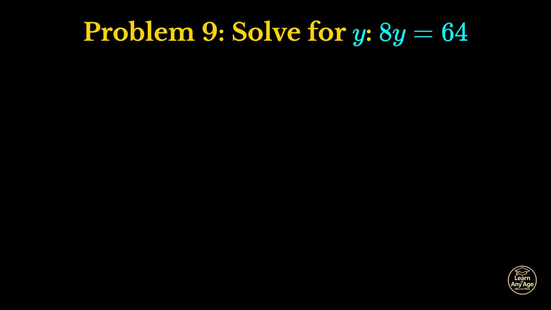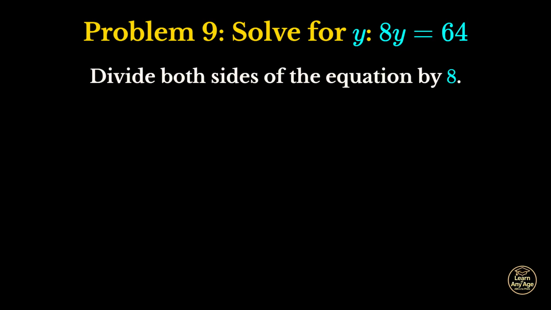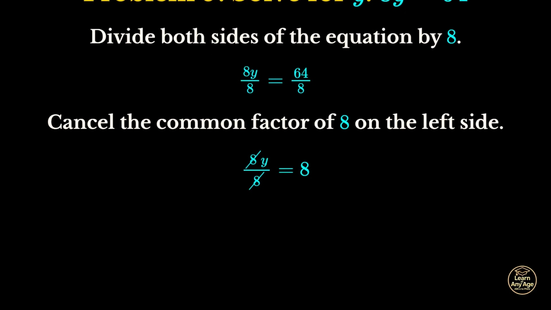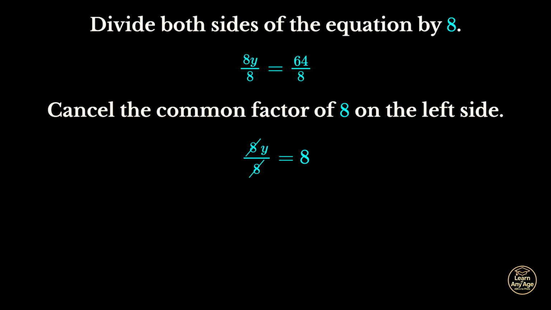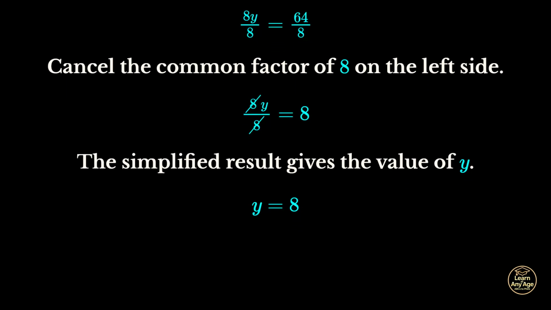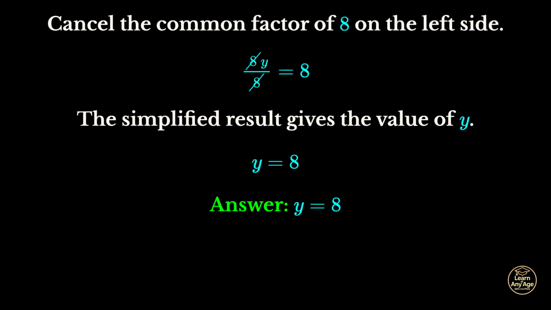Problem 9, solve for y, 8y equals 64. Divide both sides of the equation by 8. 8y over 8 equals 64 over 8. Cancel the common factor of 8 on the left side. 8 cancelled out, y over 8 cancelled out equals 8. The simplified result gives the value of y. y equals 8. Answer, y equals 8.